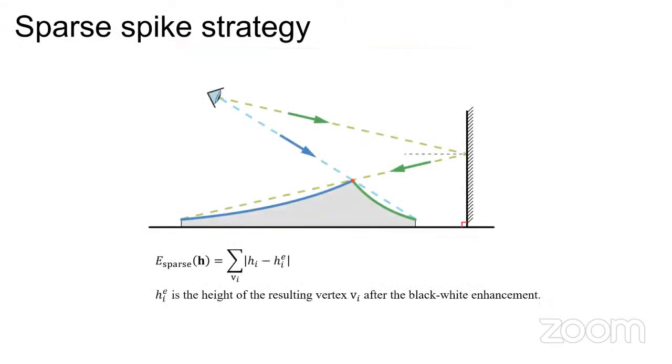The sparse spike strategy is to replace the distortion term with the sparse spike energy term. This step aims to further reduce the conflict areas after the black-white enhancement. As shown in the figure, spikes on the surface help separate the conflict areas. However, these spikes imply high geometry distortion. So we allow only a few spikes, which are formed by moving as few vertices as possible.